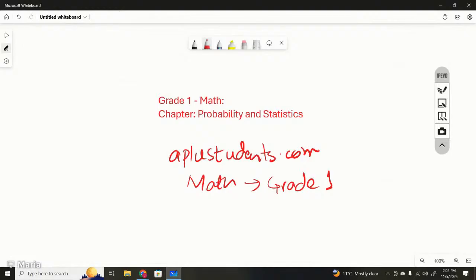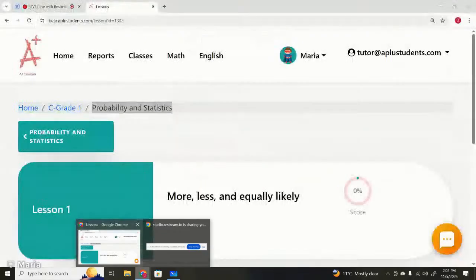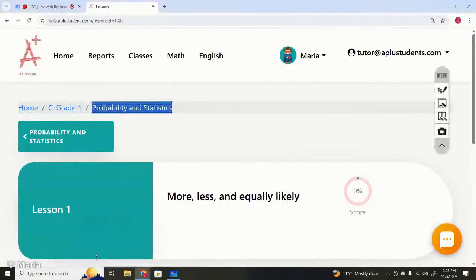We're going to start with the chapter probability and statistics. Please make sure you have your notebook and pencil so that you can note down the important examples and definitions. So here I am on grade 1 math. The chapter we are on is probability and statistics. The lessons we're going to start with is more, less, and equally likely.